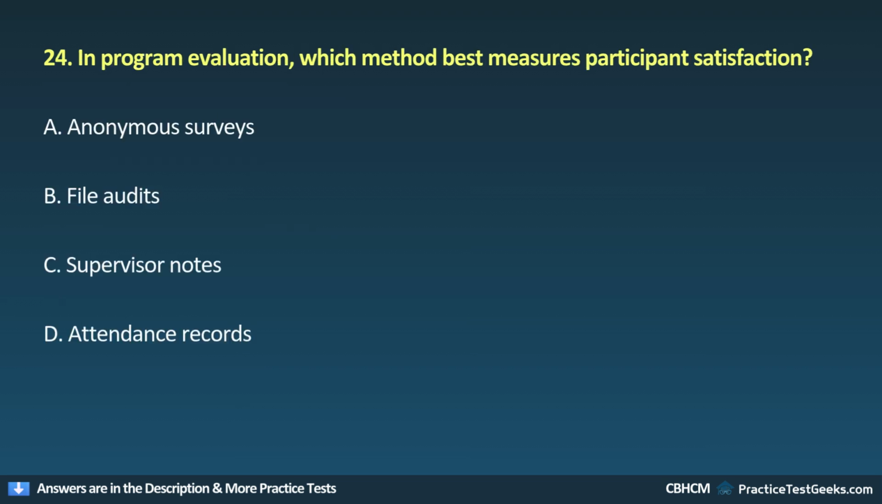24. In program evaluation, which method best measures participant satisfaction? A. Anonymous surveys. B. File audits. C. Supervisor notes. D. Attendance records.